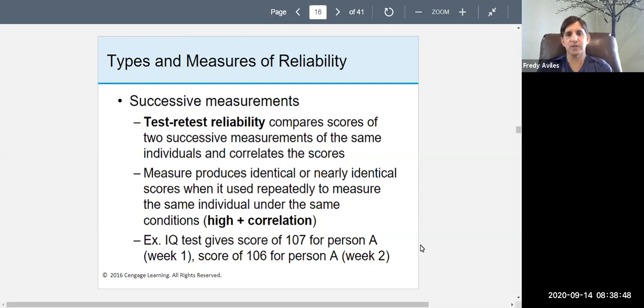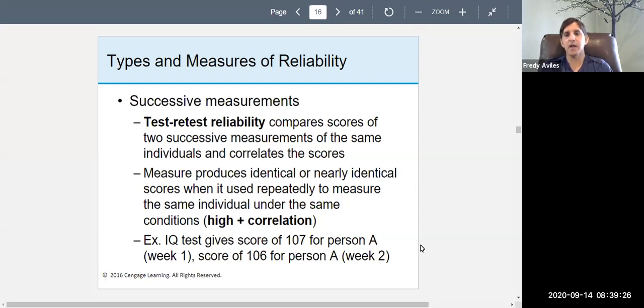That's test-retest reliability, the simplest form of reliability. If the measure produces identical or nearly identical scores when it's used repeatedly to measure the same individual under the same conditions, that means you have a high positive correlation. You're getting nearly the same score every time. People who score high continue to score high. People who score low continue to score low. People who score in the middle continue to score in the middle. That is a reliable measure, and you demonstrate the reliability by using test-retest reliability.